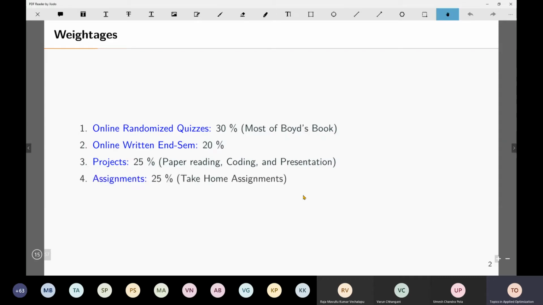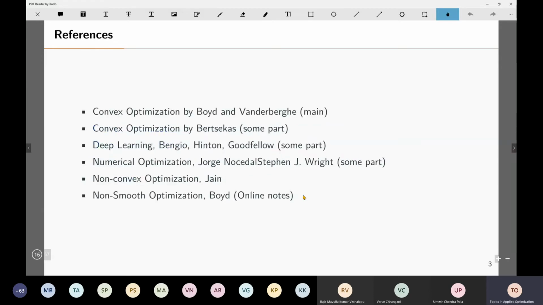There will be assignments that will also be 25%. So this is a take-home assignment. Again, you will be given some code, but the part where optimization is needed will be left for you to fill. So how do you model a problem? How do you solve it? Those things will be the assignment.